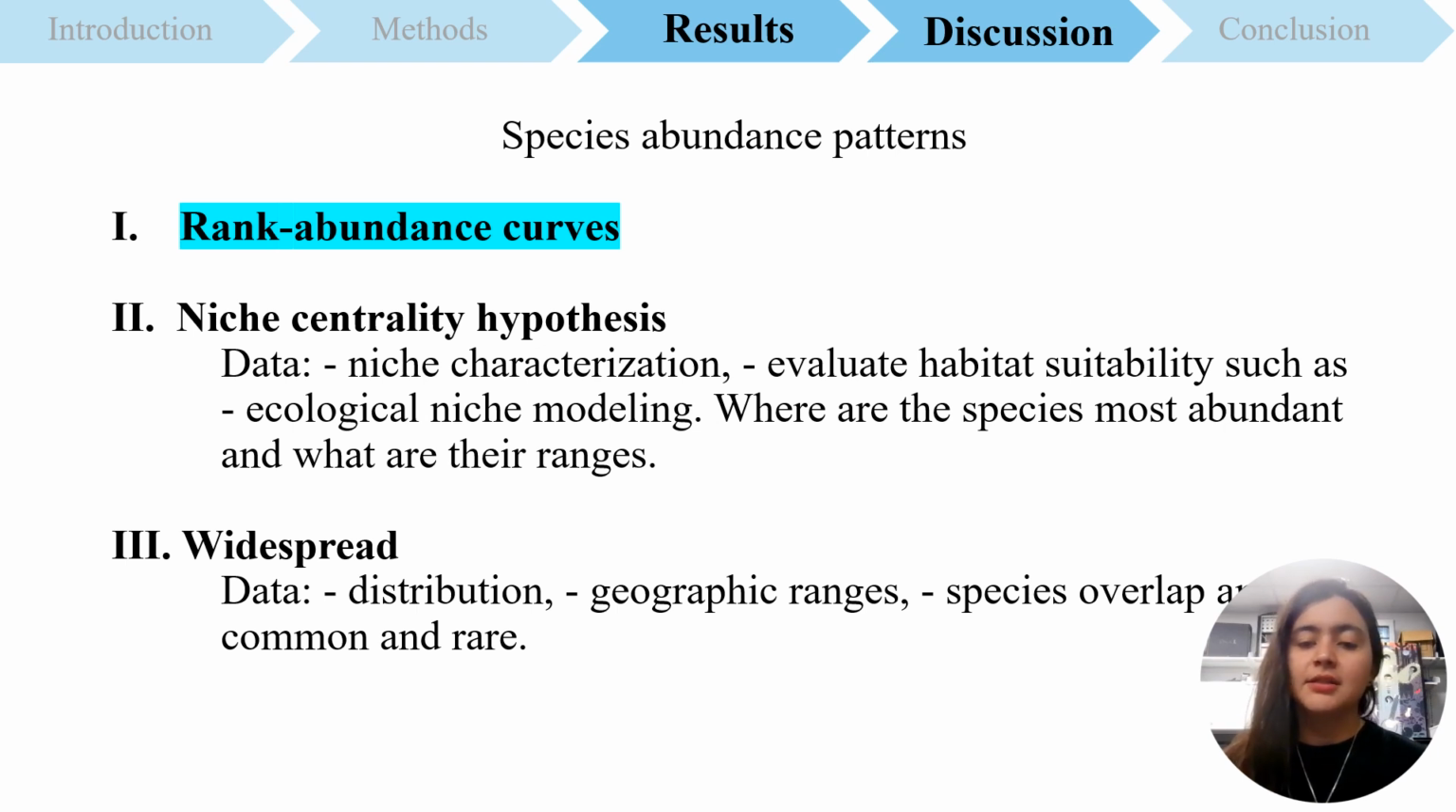I could have done another analysis for species abundance patterns, for example, the niche centrality hypothesis and the widespread pattern. But in order to do this, we need data that reflects a niche characterization, habitat suitability. Ecological niche modeling could provide valuable results for this analysis, and also for distribution, geographic range, and species overlapping.